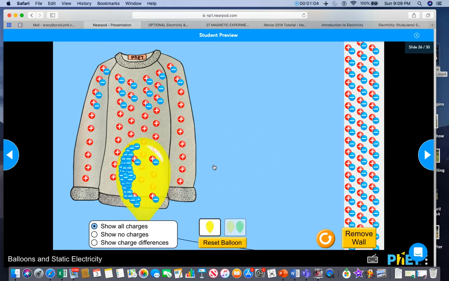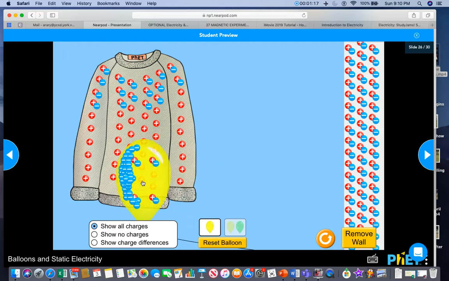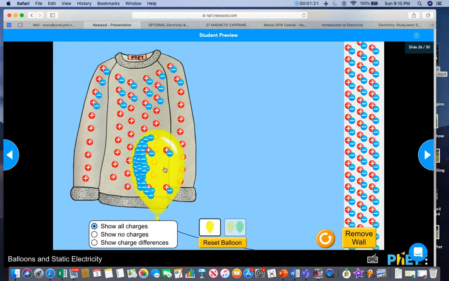Remember, friction is transferring static electricity through rubbing. So as I rubbed it across, look at the balloon. It's picked up a bunch of negative charges. What do you think those negative charges are? If you're thinking electrons, you're right. So when I did this, used friction, I rubbed electrons off of the sweater and they stuck to the balloon.